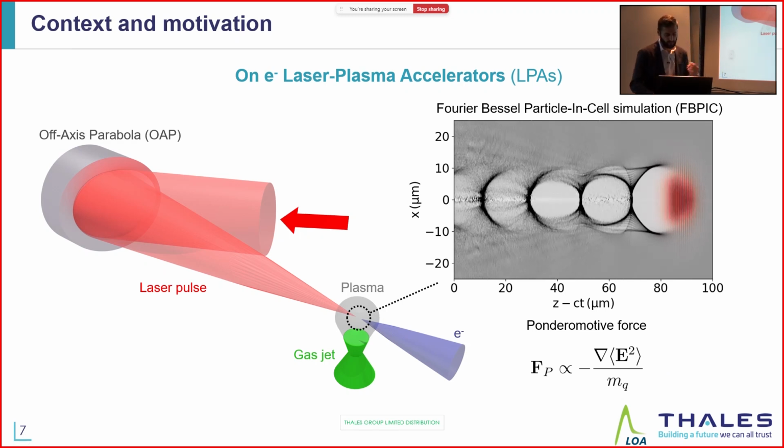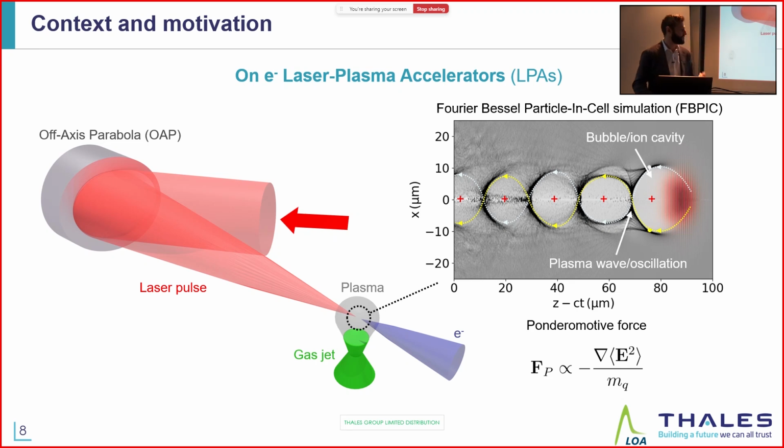Now, to have a better view of the trajectories of the electrons, this is what happens. So we have two electrons. As the laser is propagating, they receive this ponderomotive push, which is very important. The ponderomotive force is the hero of this presentation, as you will see by the end. And these electrons are getting pushed by the laser.